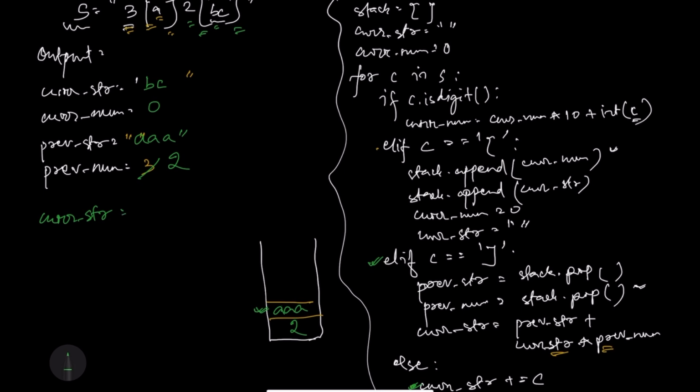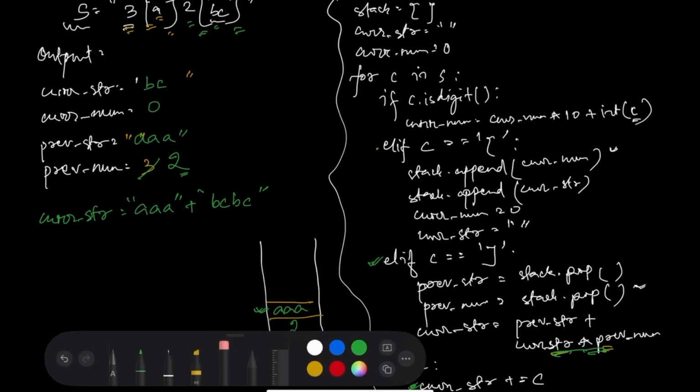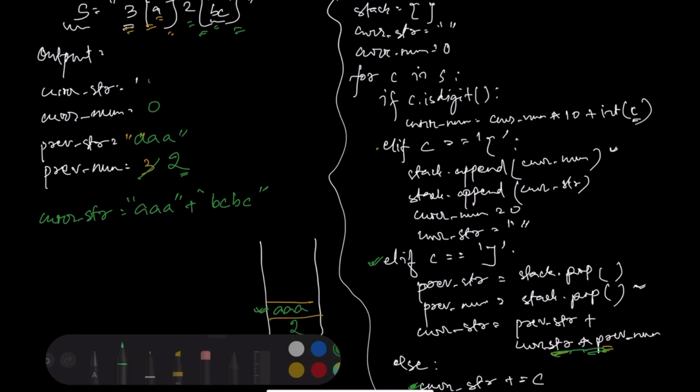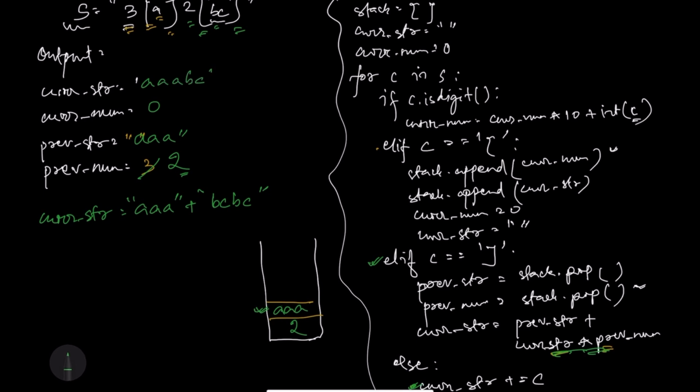So that would be our previous string plus our current string into previous number. So our current string is BC into previous number, that is 2. So twice of BC. So now our current string has been updated and it has become AAA and 2 BCs. So it has now become AAABCBC.